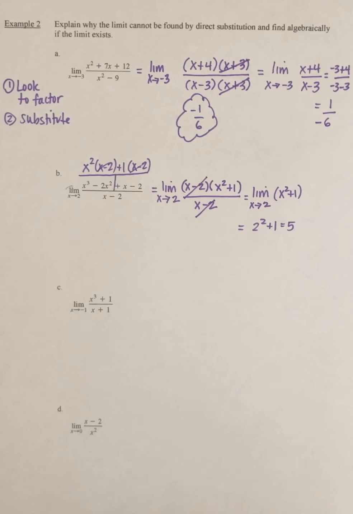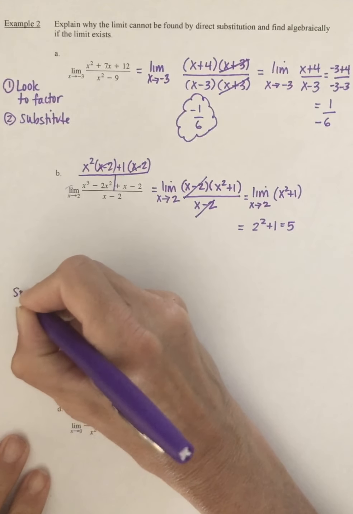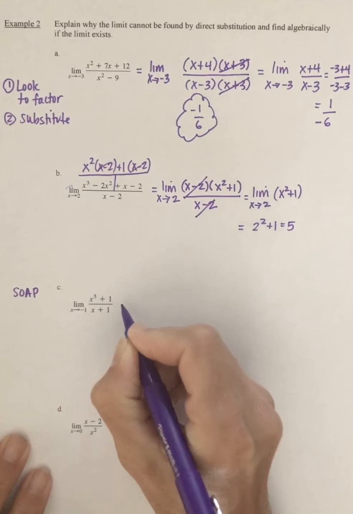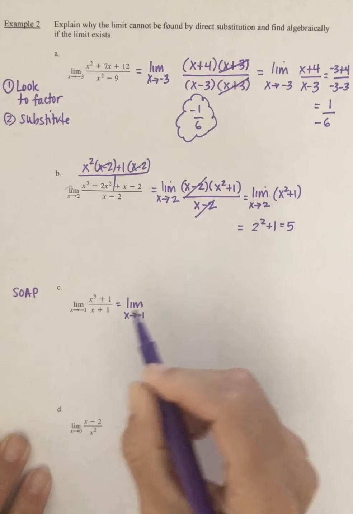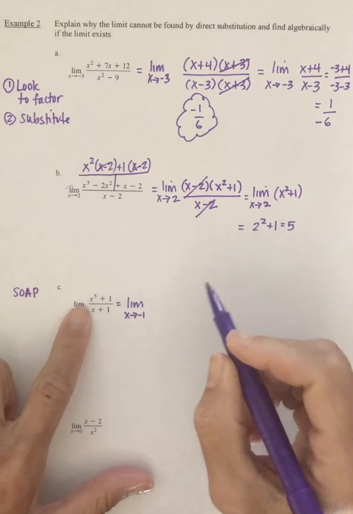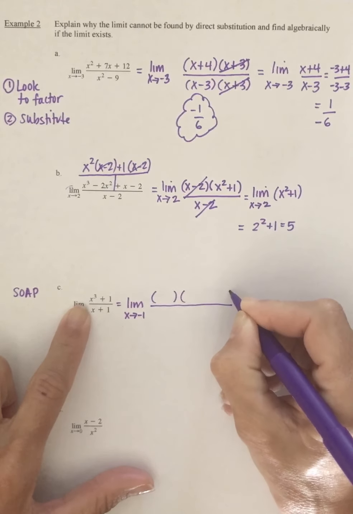X cubed is a perfect cube. 1 is a perfect cube. So it is factoring the sum of the cubes, which you should remember is SOAP, right? And then setting up your parentheses. I'm pretty sure we went over this year. But if you forget, I'm going to give you a little trick, right? We have SOAP. So when we factor the sum or difference of perfect cubes, what happens is you get a binomial and you get a trinomial.